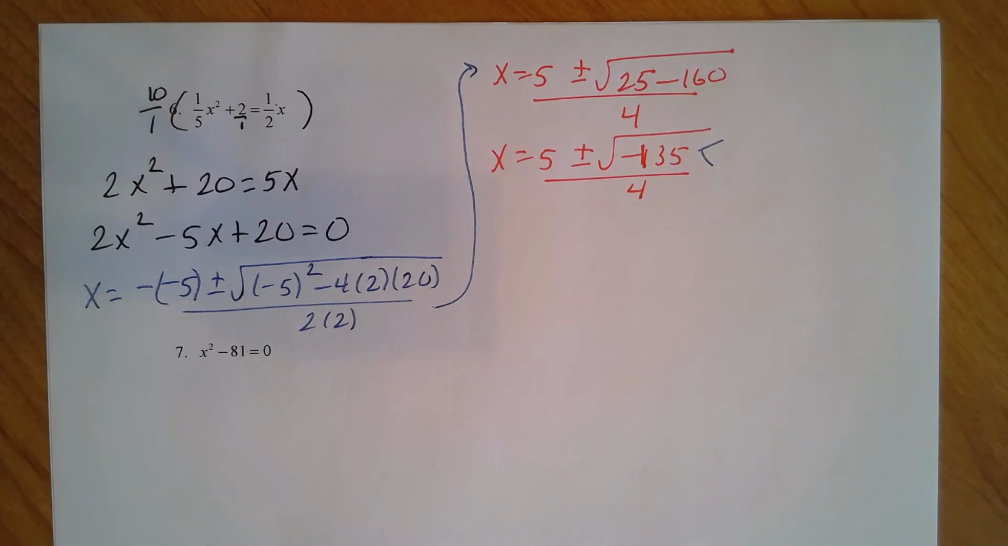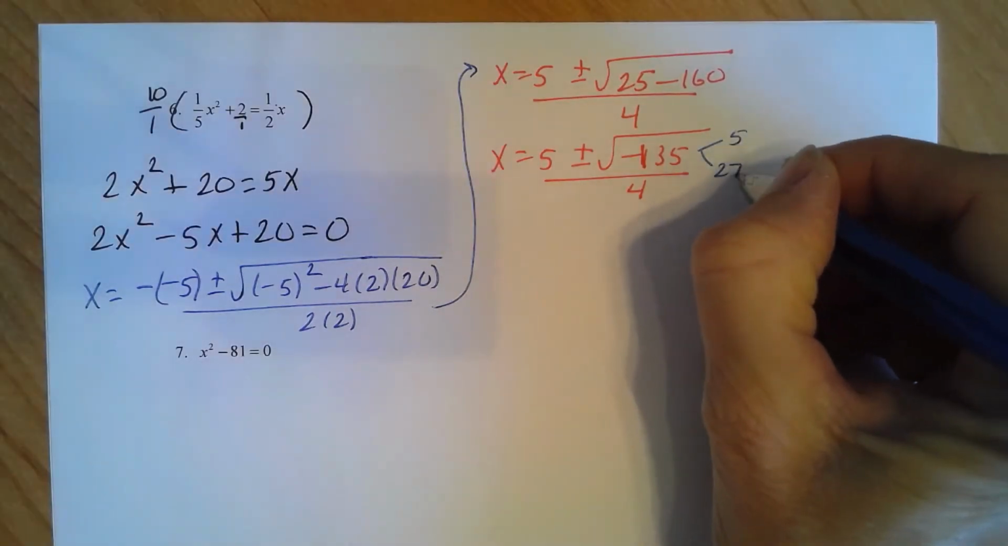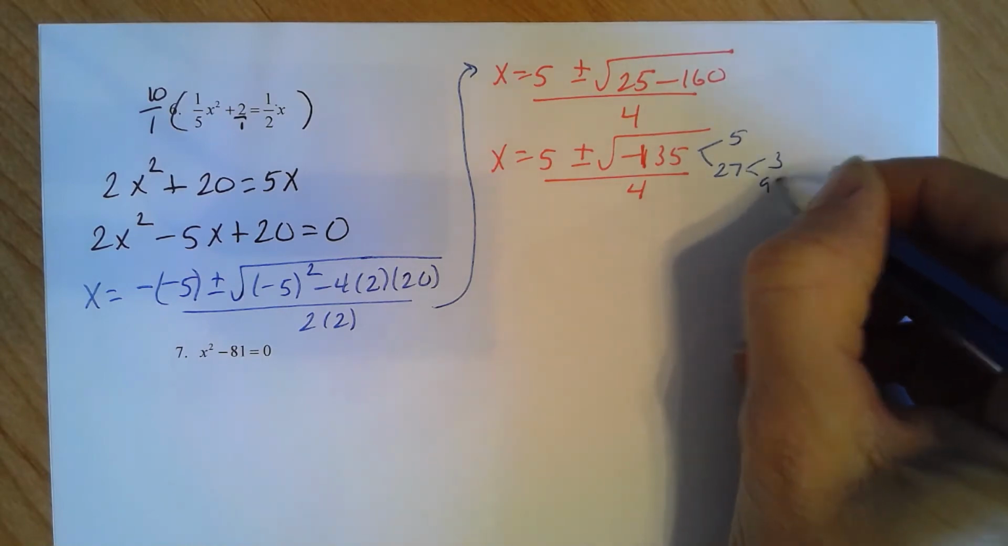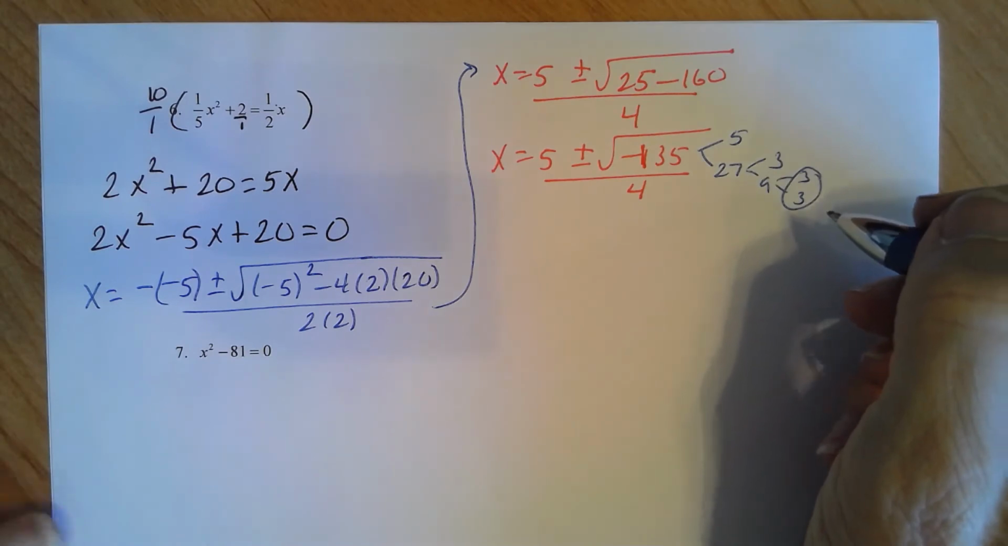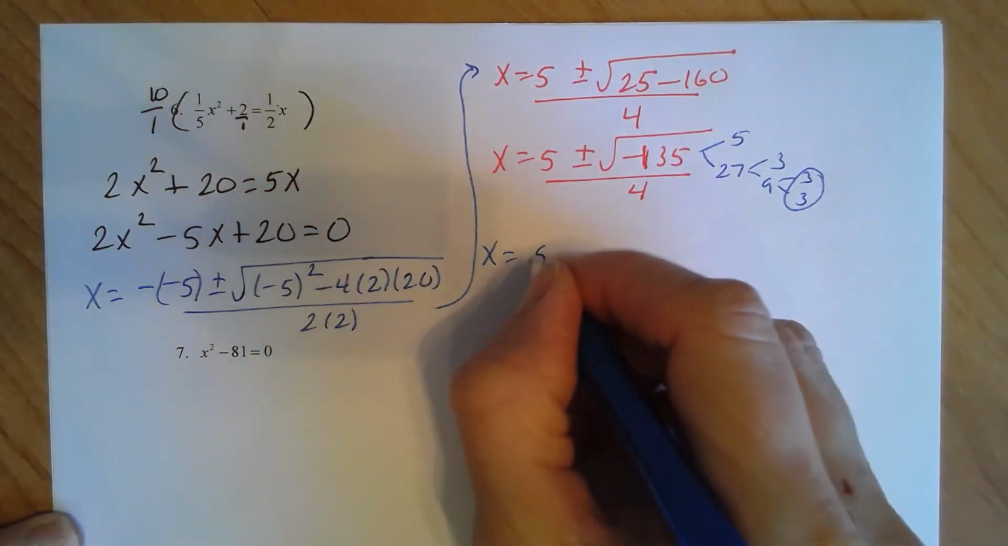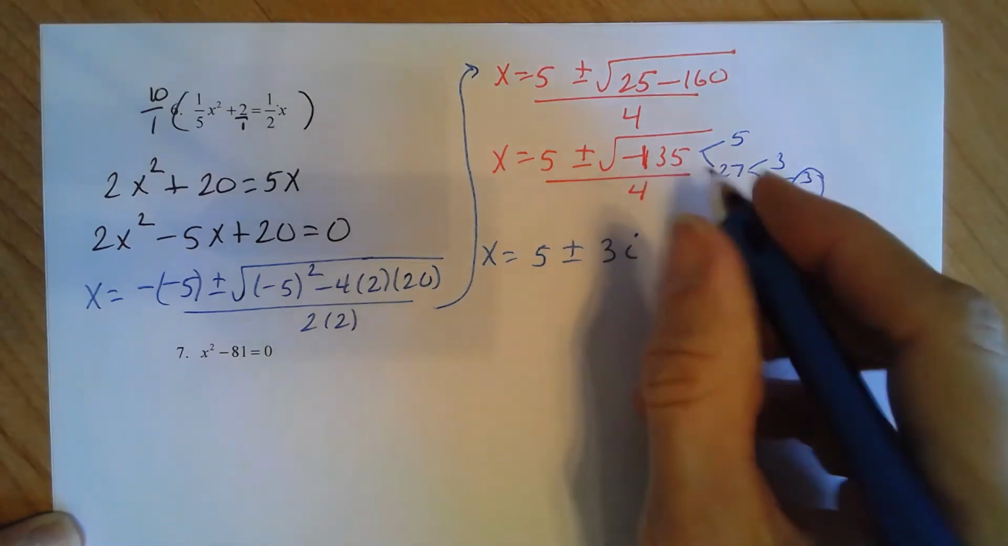Well, since it ends in a 5, we know it's going to be divisible by 5, so it'll be 5 and 27. And 27 is 3 and 9, and 9 is 3 and 3. So we know we're going to have a pair of 3's. So x is going to equal 5 plus or minus the 3 comes out, and i comes out because of the negative.